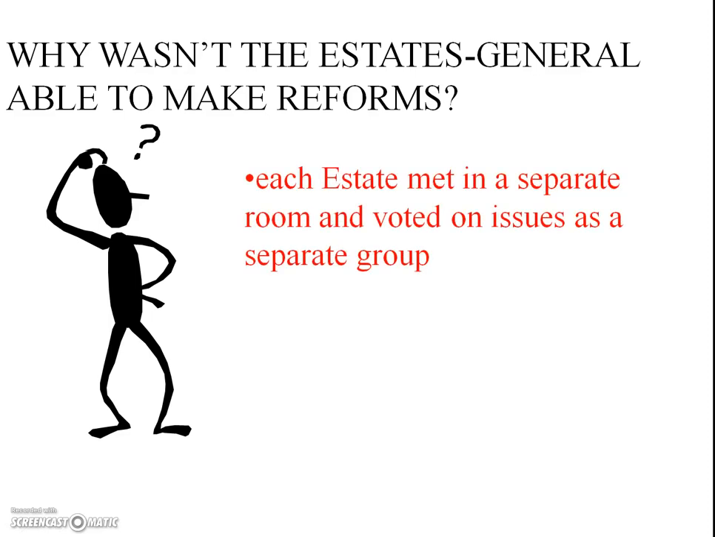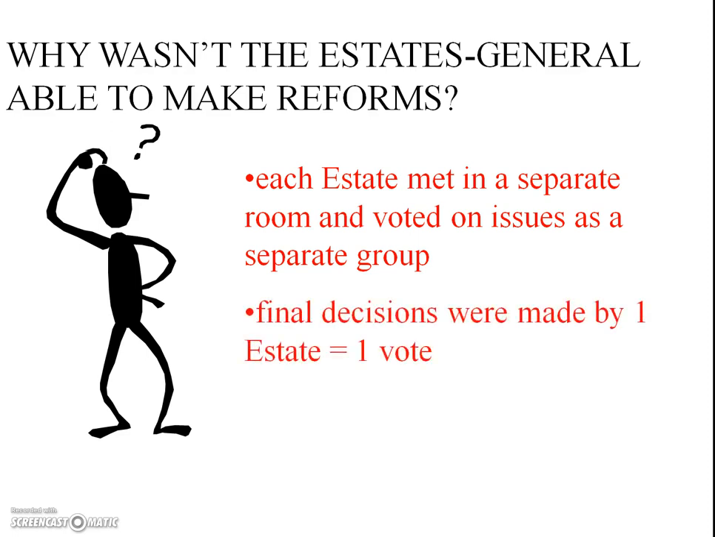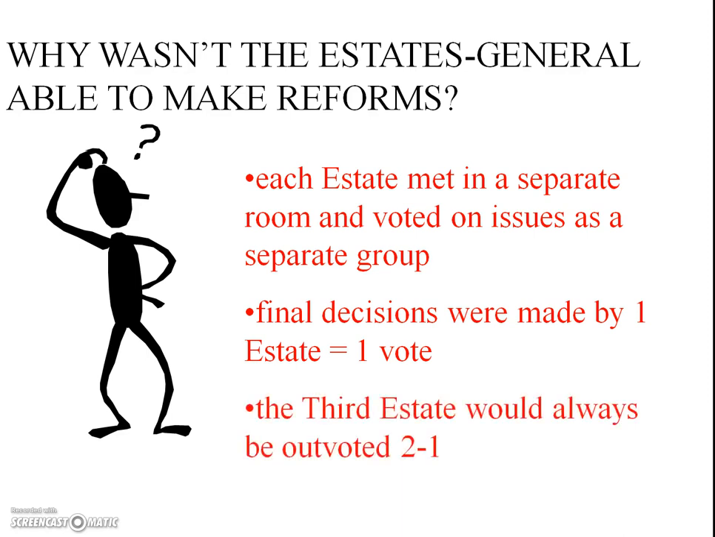1, each estate votes in a separate room. They never all meet together at one time, so there's no dialogue. They vote on issues as a separate group. Final decisions were made by giving each estate one vote. Therefore, the Third Estate is always going to be outvoted 2-1.